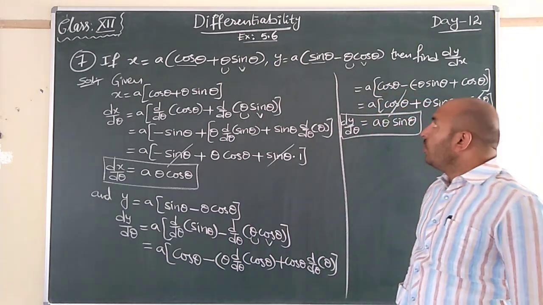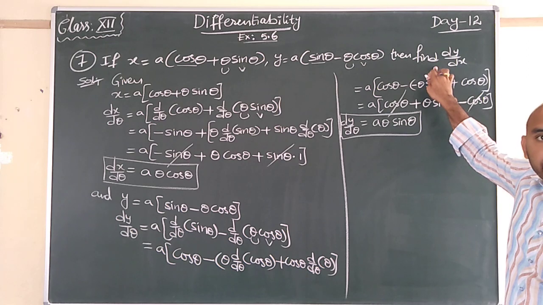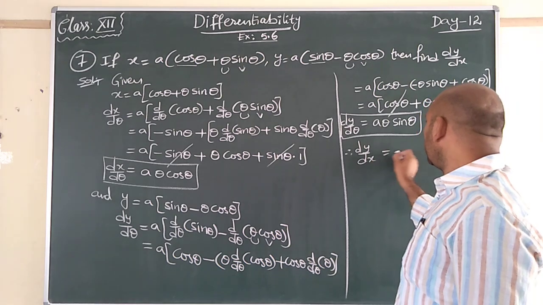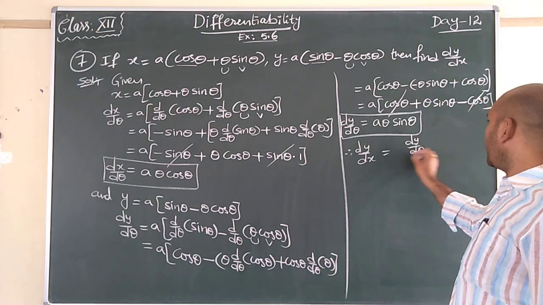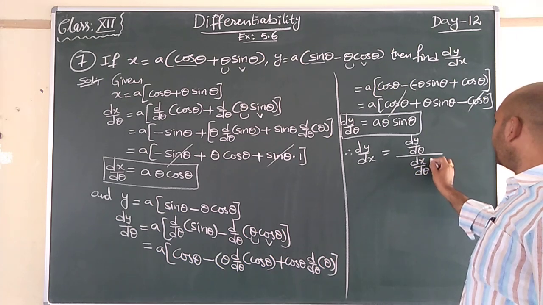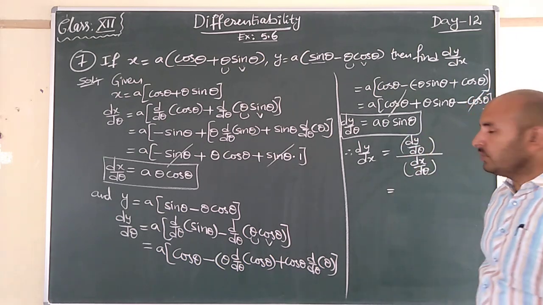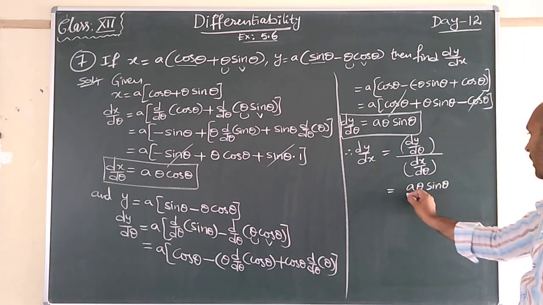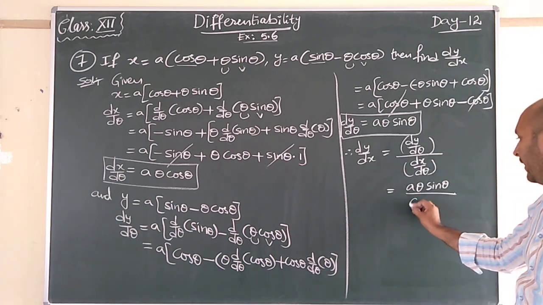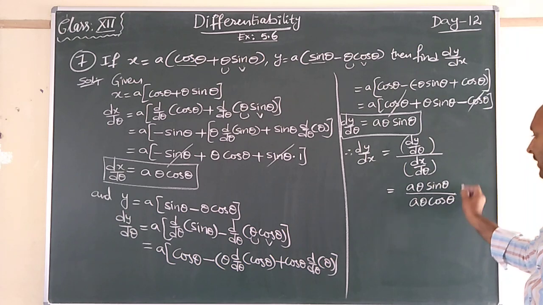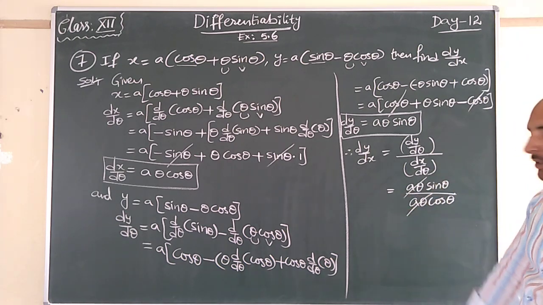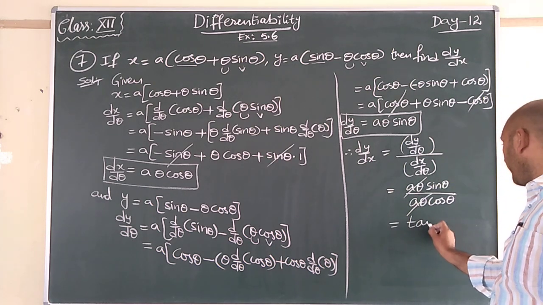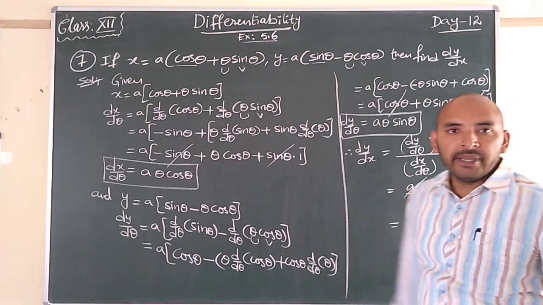So now, what do we have to find here? dy by dx value. Therefore dy by dx is equal to dy by d theta upon dx by d theta. dy by d theta is a theta sin theta, upon dx by d theta, which is a theta cos theta. a theta both cancel. Sin theta by cos theta is tan theta. This is the dy by dx value.